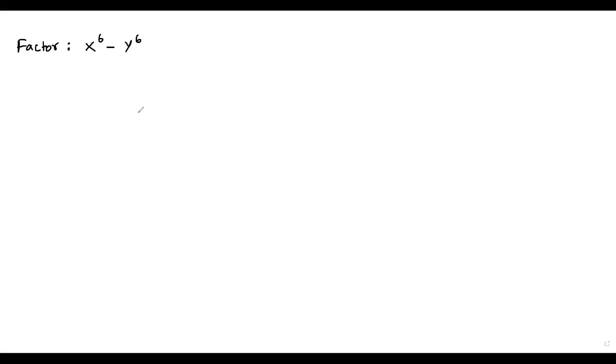Here we have a problem in algebra 2, that is we have to factor the given expression x to the sixth power negative y to the sixth power. Okay, in my first step what I'm going to do is write this 6 as a product of two numbers, that is 3 times 2, and I do the same thing with this exponent also, that is 3 times 2.